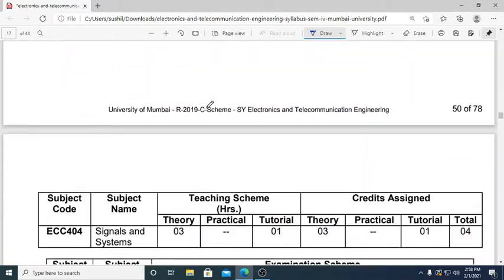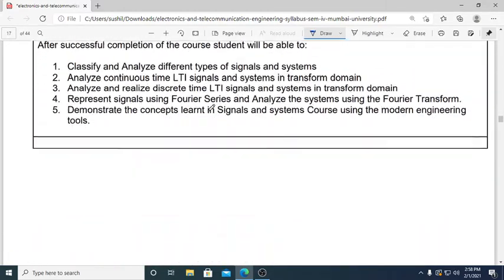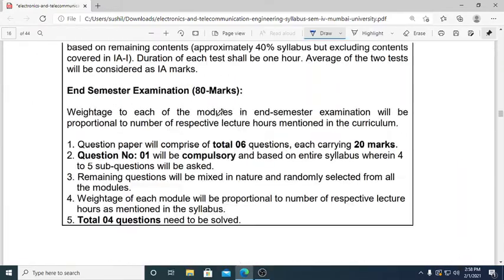So this is all about our linear integrated circuit syllabus discussion.